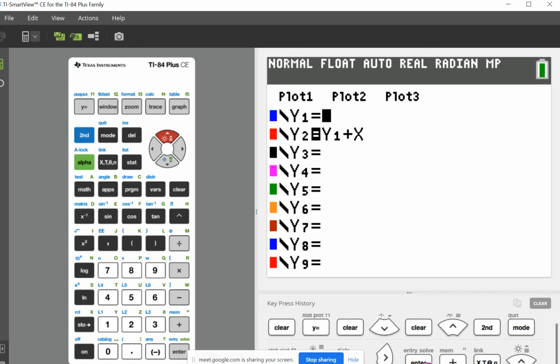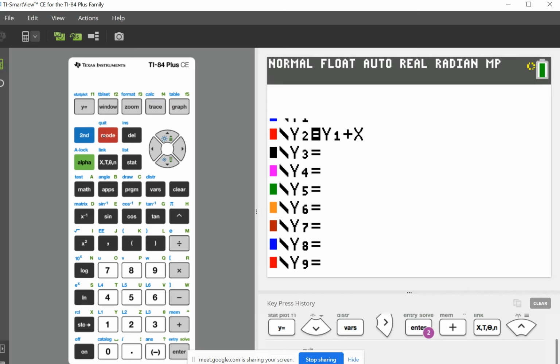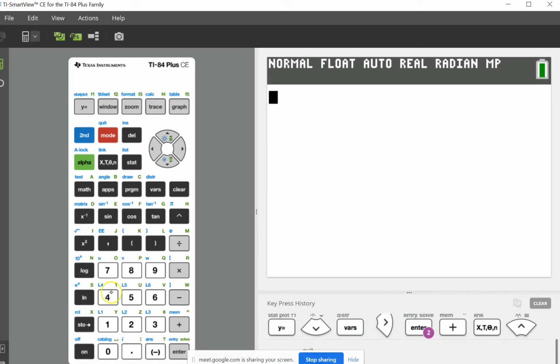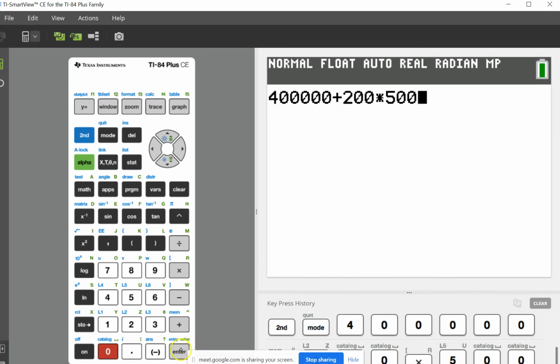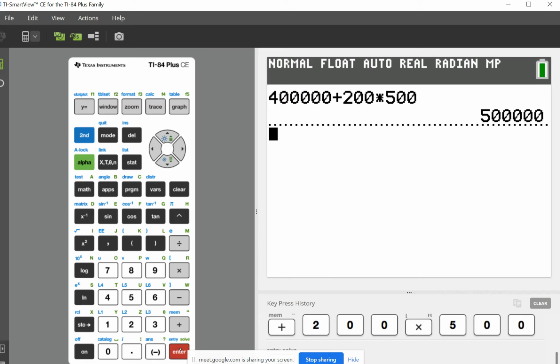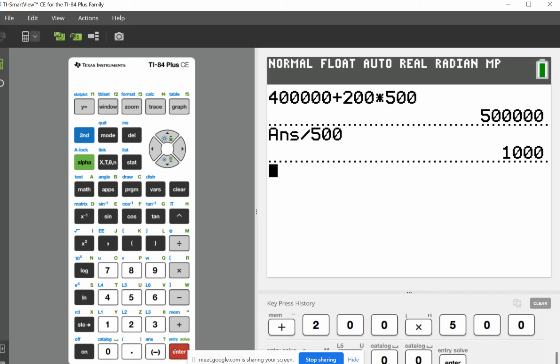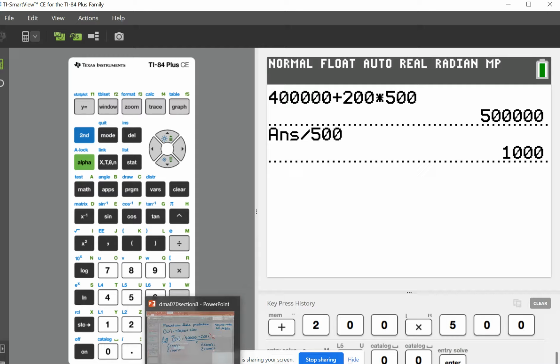Okay, so let's do this. So if I have $400,000 plus 200 times 500, I typed in the entire first row. I could then press enter, and then I still need to divide by the number of bikes, which was 500. That'll give me $1,000 per bike.